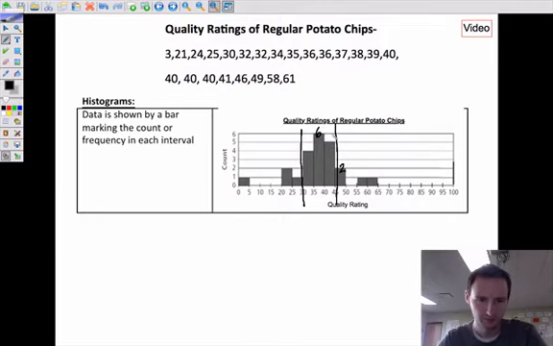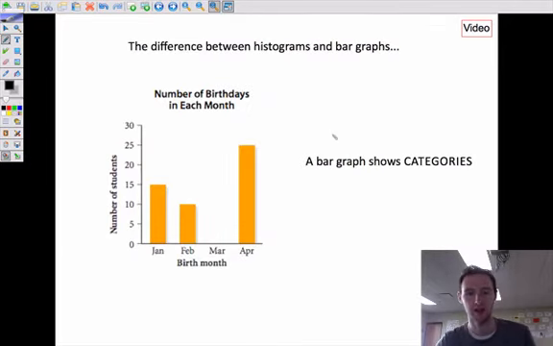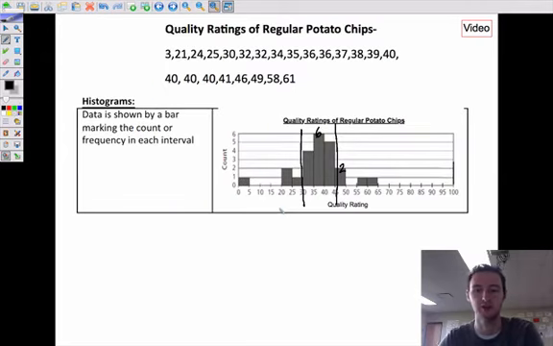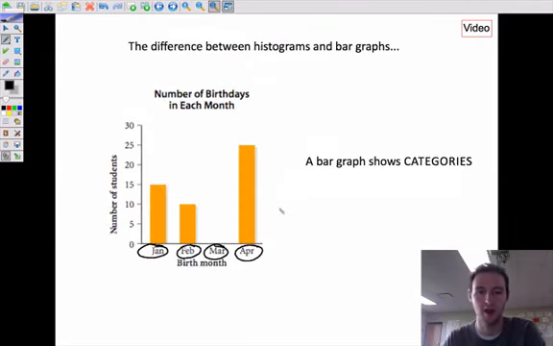All right. The difference between a histogram and a bar graph, because you guys have seen millions of bar graphs before, is if you look down here along the x-axis, we have categories in a bar graph, okay? And in a histogram, these would be numerical values. So like you see the quality ratings here for the histogram. For the bar graph, you see categories or months, okay? So that's the main difference there.